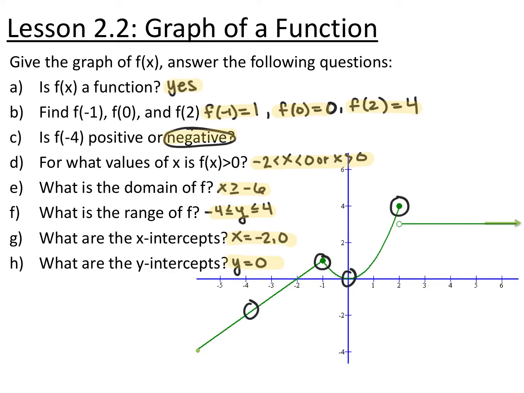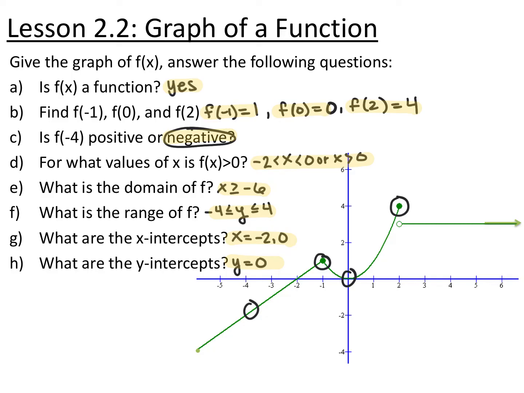For A, is f of x a function? Yes, if we look at the graph, it passes the vertical line test. There is no x value that has more than one y value. The only one that is a little bit iffy is right here at x equals 2, but because this one is an open circle, it means it's not included there, so it doesn't actually fail the vertical line test. It's only included up here, not at this open circle.